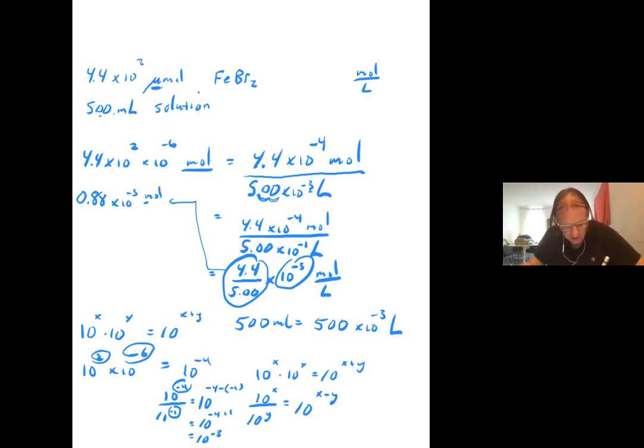We can clean that up. What you do is you say, we want it between 1 and 10 or 1 and 9. So you move it over to the 1, you move it over one spot. And then if left is positive, that means right is negative. So this becomes more negative. So minus 4 moles per liter.